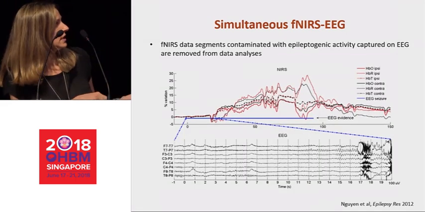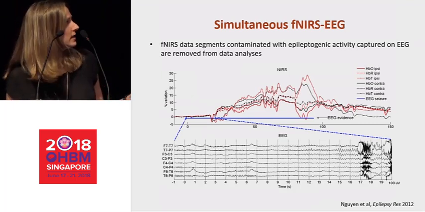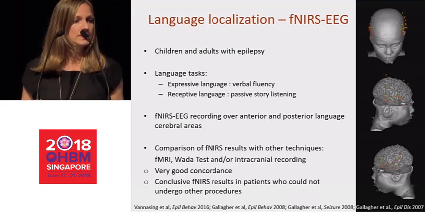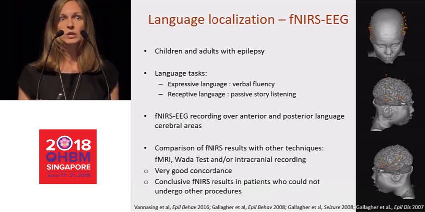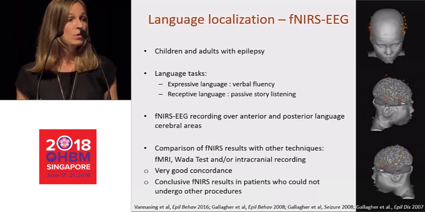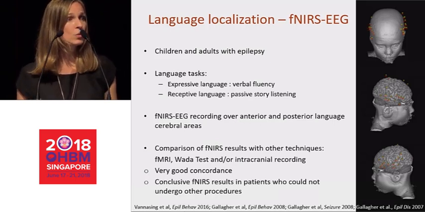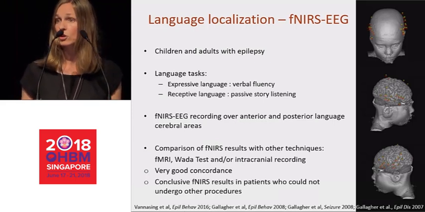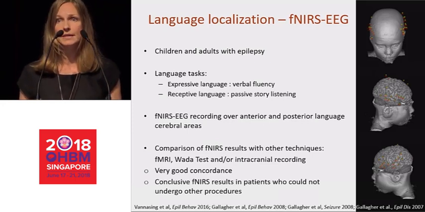So this is another example of what we see on EEG and fNIRS, from Dang and Nguyen. In this series of studies, we compared the fNIRS results to other techniques like fMRI, the Wada test, and intracranial recording. In all patients, we had access to these data, and we found a very good concordance between all the techniques. Also, we found conclusive fNIRS results in patients who could not undergo other procedures. Either they were too young or too anxious to do a Wada test or fMRI.